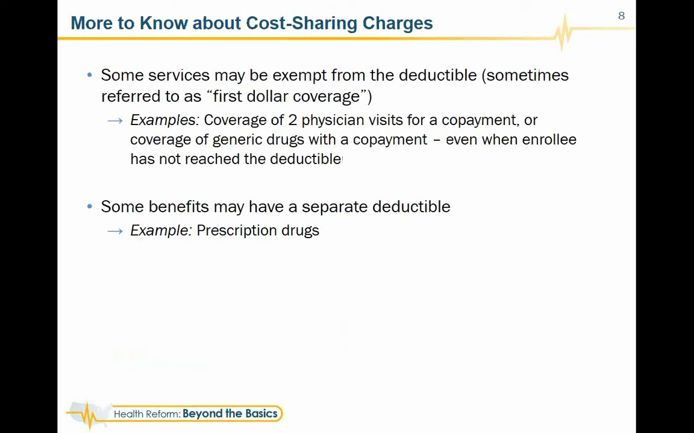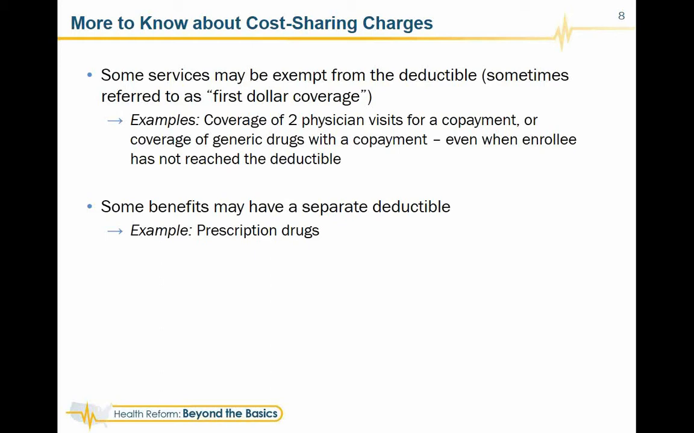A couple of other important things to know about cost sharing charges are that some services may be exempt from the deductible, meaning that that's sometimes called first dollar coverage. An example of that might be if a plan covers 2 doctor visits for a co-payment and then has a different cost sharing structure for other physician visits, or if a plan covers generic drugs at a co-payment and doesn't make you pay the deductible first. That's an example of the insurance plan trying to give people relatively lower cost access to some of the common services that they may be most likely to use during the year.